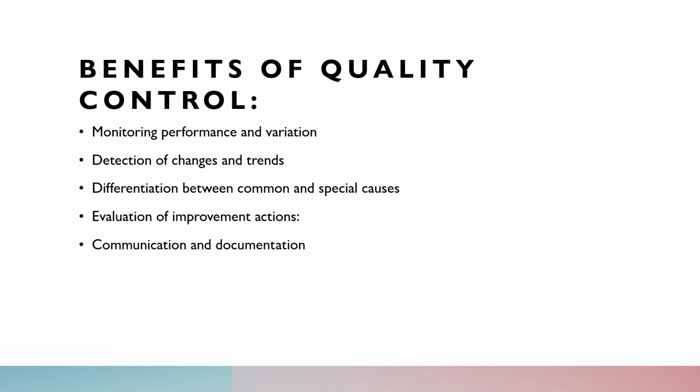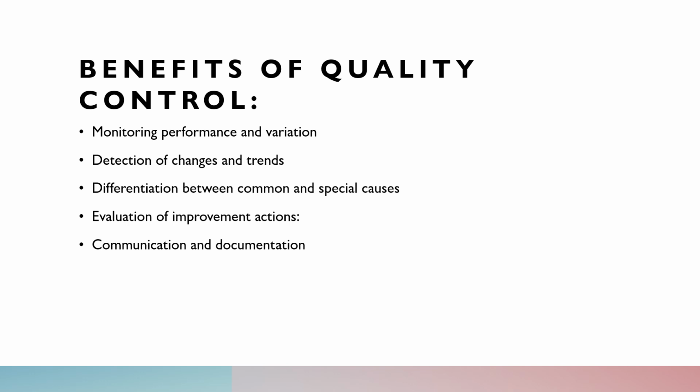Number 4. Evaluation of improvement actions. By using control charts, you can evaluate the effectiveness of improvement actions taken to enhance the quality of the process or variable. This feedback helps in refining and optimizing the improvement strategies.